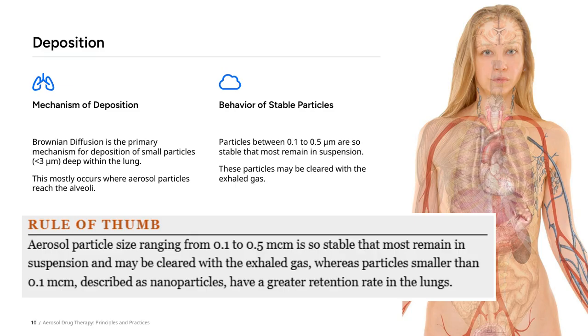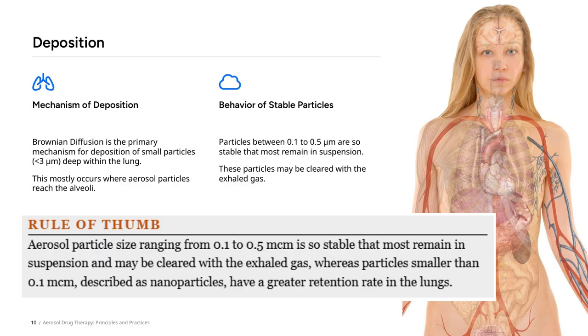Particles that are between 0.1 and 0.5 micrometers are actually quite stable. In fact, most of these particles tend to stay suspended in the air for a long time. This stability means they can remain in the suspension without quickly settling out. Additionally, these tiny particles can be cleared from the respiratory system along with the exhaled gas. So, during exhalation, some of these particles are naturally expelled from the lungs, which is an important aspect of how the body handles them.